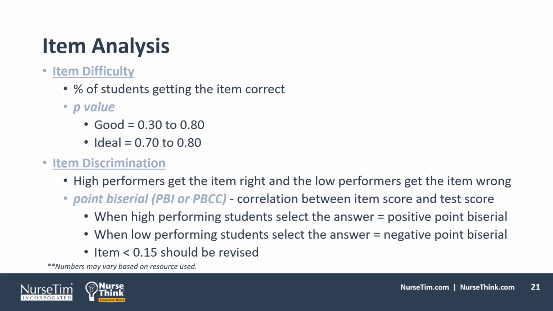So what do we do with that point biserial? We want to first look at, is the point biserial positive or negative? When a point biserial is positive, that means our high-performing students are selecting that answer. If a point biserial is negative, that means our low-performing students are selecting that answer. As a general rule of thumb, if an item point biserial is less than a 0.15, the item should be revised, because that tells us that our lower performing students are getting the item correct and our higher performing students are not getting it correct.